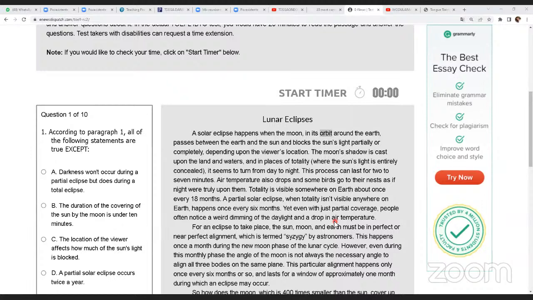All right, thank you. So we're going to answer 2 questions about it. The first one is, according to paragraph 1, all of the following statements are true, except: A, darkness won't occur during a partial eclipse, but does during a total eclipse. B, the duration of the covering of the sun by the moon is under 10 minutes. C, the location of the viewer affects how much of the sun's light is blocked. D, a partial solar eclipse occurs twice a year. What do you think?